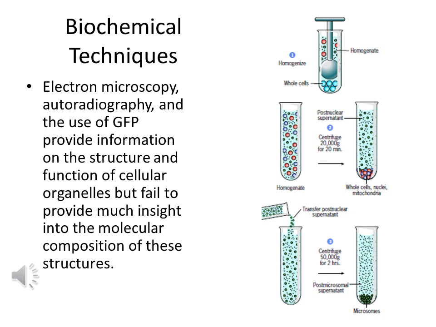Autoradiography, electron microscopy and GFP techniques can provide information about the structure and function of the cellular organelles, but they fail to provide information about the molecular composition of the structures. Biochemical techniques were utilized for finding the molecular composition, such as how the membranes differ: whether the endoplasmic reticulum membrane is the same as the plasma membrane or the Golgi complex, and whether rough and smooth endoplasmic reticulum membranes are the same.